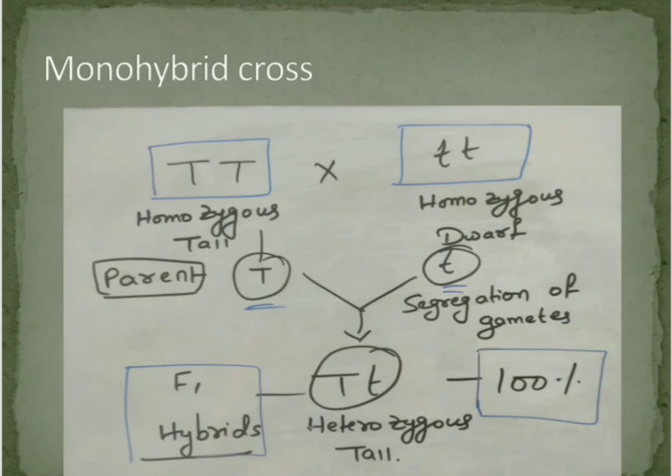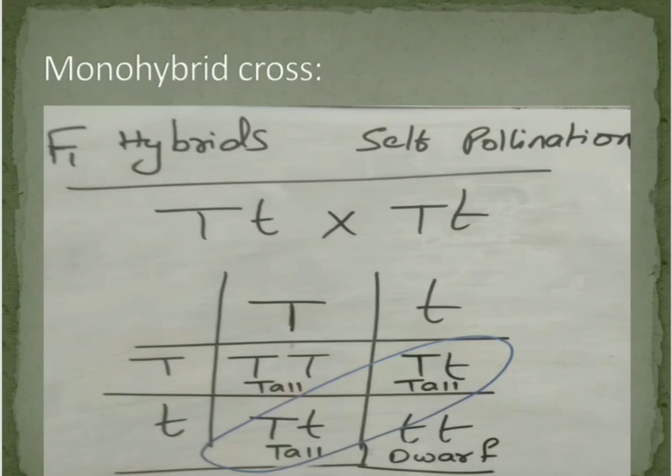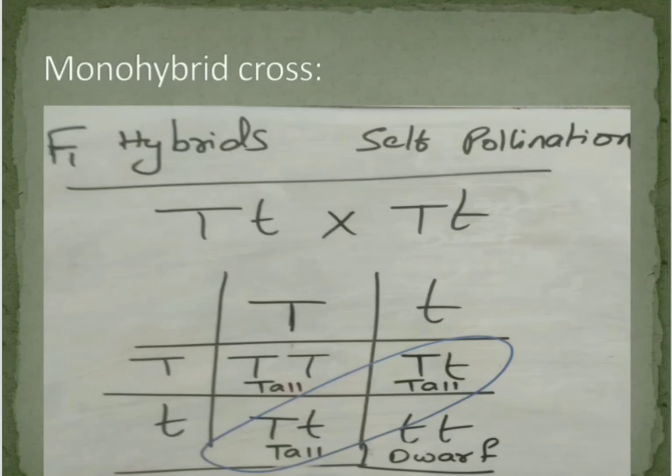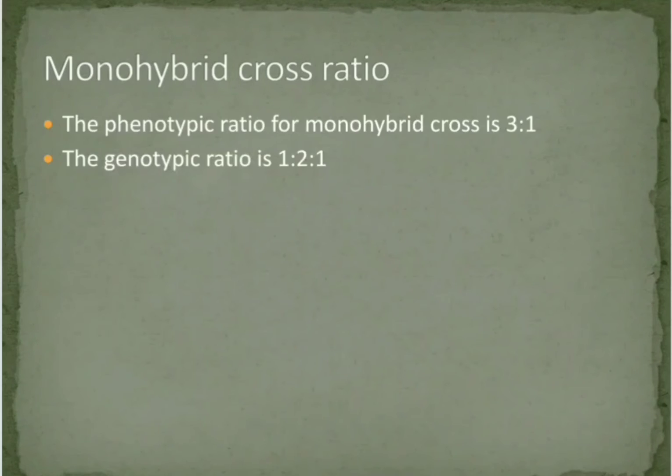Mendel crossed this. We already learned the rules for the Mendel cross: first cross pollination, later self pollination. Here the F1 hybrids are self pollinated. That means these heterozygous tall plants are crossed to get the result. What did he get? One pure homozygous tall, two heterozygous talls, and one homozygous dwarf. So here the capital T, which is the dominant trait, can express its characters in both homozygous as well as heterozygous condition. So this is the result.